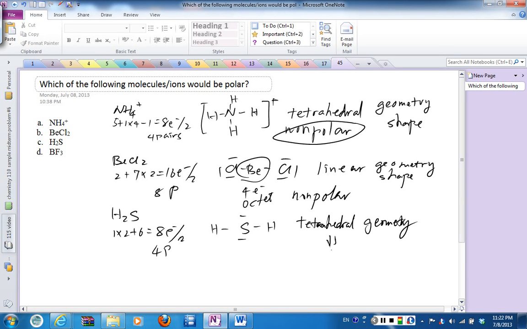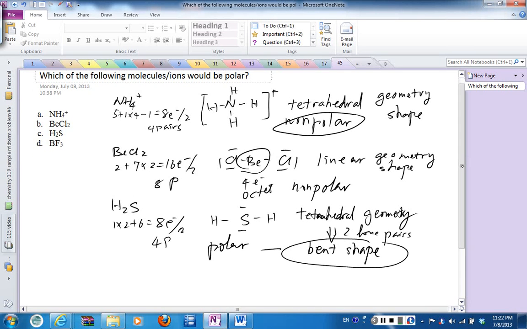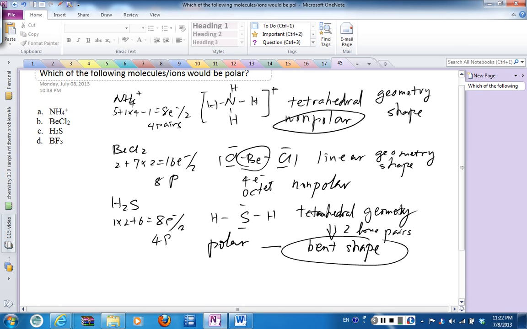But with 2 lone pairs in the tetrahedral geometry. Remember, lone pairs, when it comes to shape, you can't see them. They're invisible, and that makes this a bent shape. And bent shape always gave us polar molecules. Although there's no need to continue because it's a multiple choice question, well, let's finish BF3 anyway.